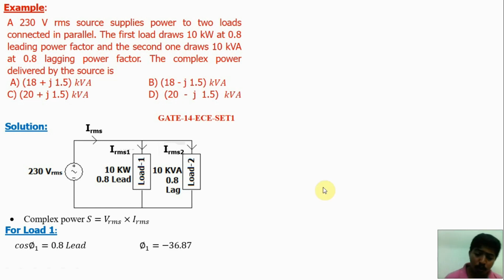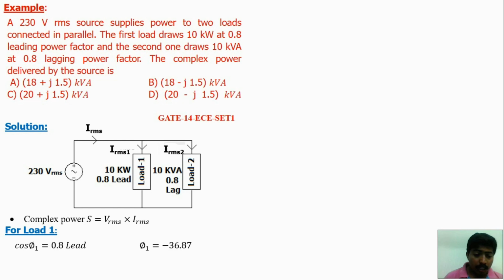Why is it negative? Here it is a leading power factor. Leading power factor means the phase angle difference between the voltage and current will be negative, because the current leads and the voltage lags. So the phase angle difference between the voltage and the current will be a negative one. So phi is equal to minus 36.87.